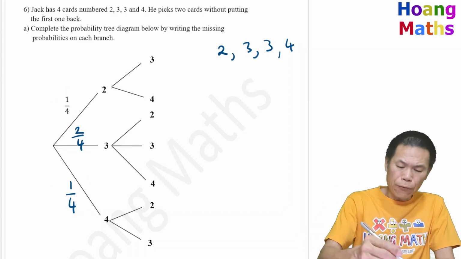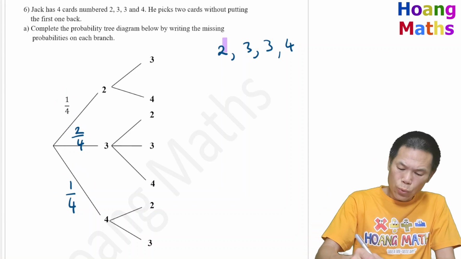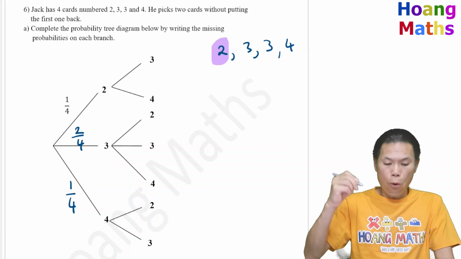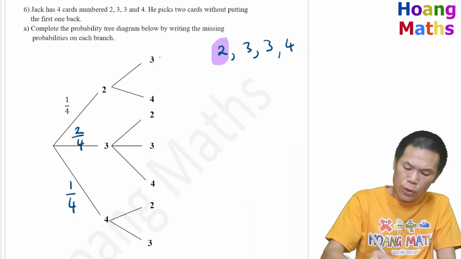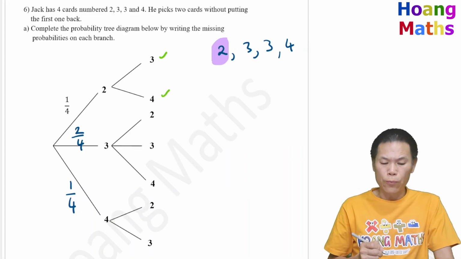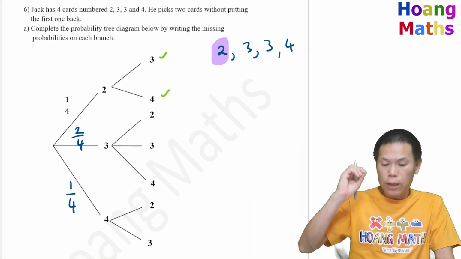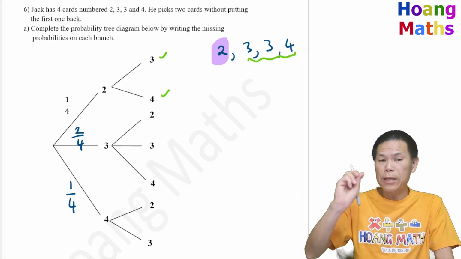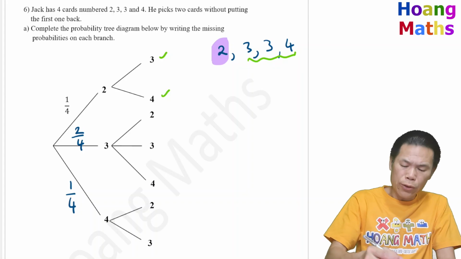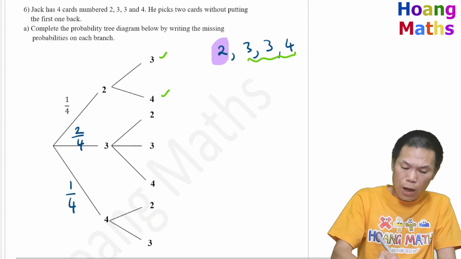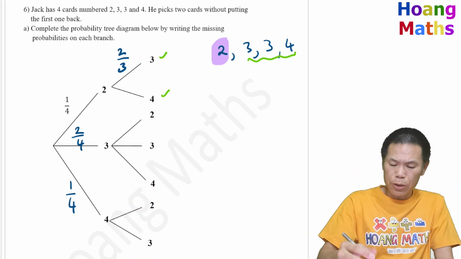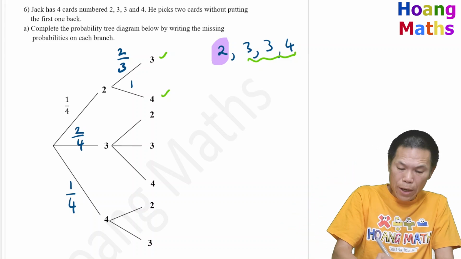Now imagine if Jack picks a 2. That means we only have 3, 3, 4. So we either have a 3 or a 4 for the second draw. To get a 3, the probability will be 2 out of 3, because there are two 3s and all together 3 cards. And the probability getting a 4 is 1 out of 3, because 3 cards left.